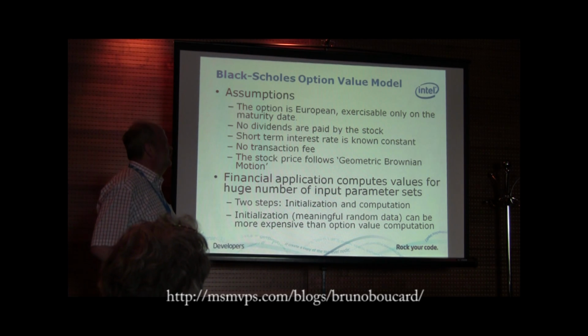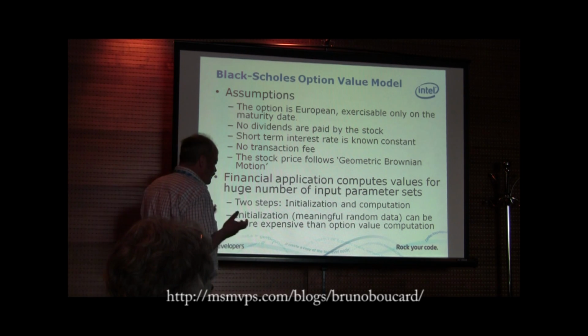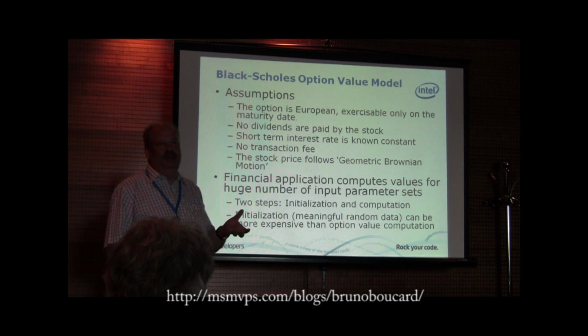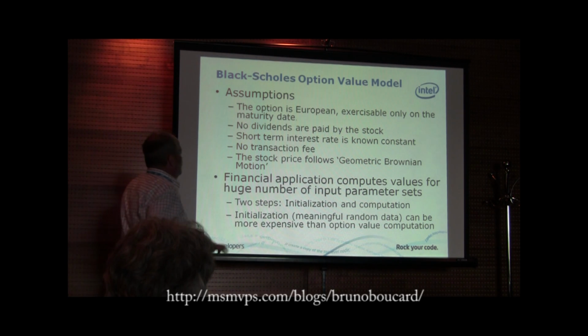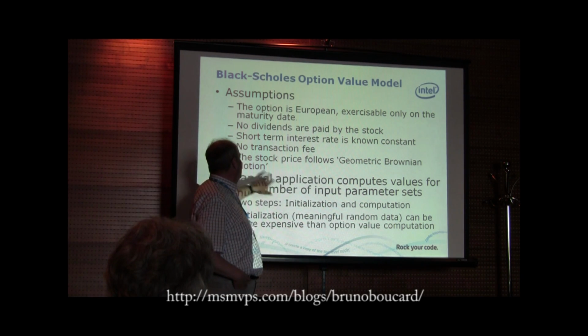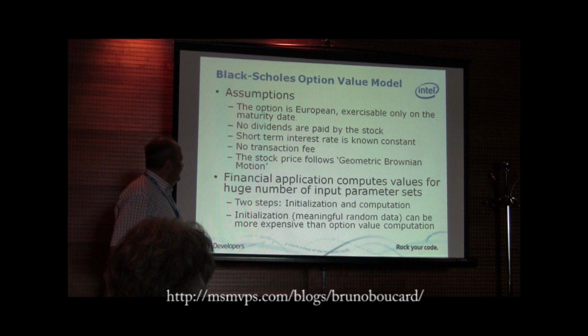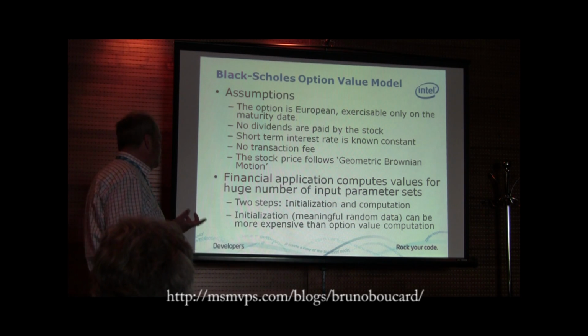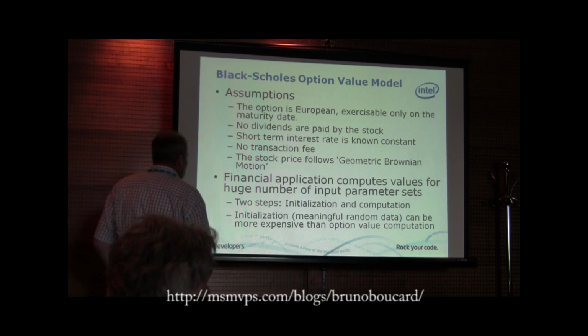So simply this is a random walk of the stock price. It goes up, and at every point in time, it goes up or down, and there is no dependency to the history. So this is what they describe as the geometric Brownian motion. Yeah. And what we are doing here is we compute these options for millions of options for case studies. So this is typically what the financial institutes are doing.